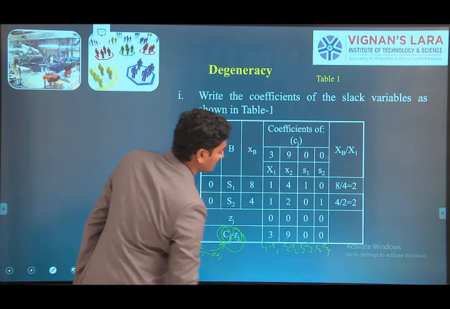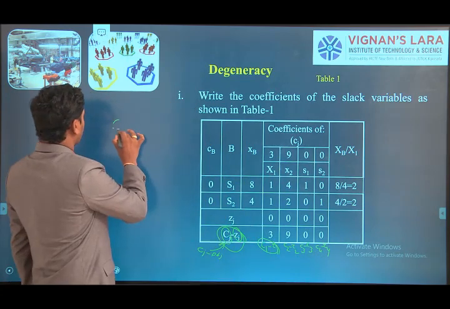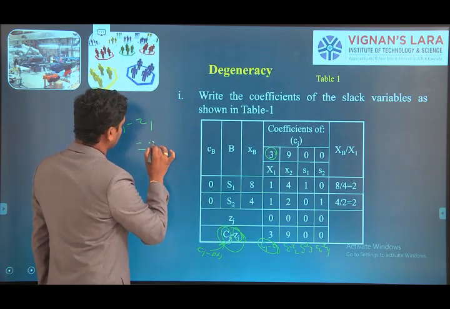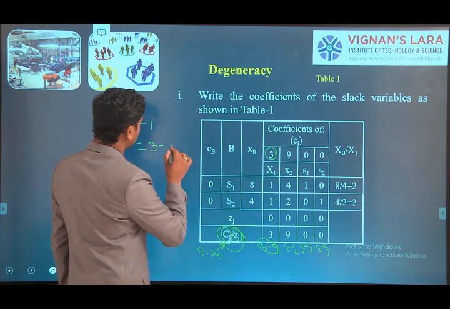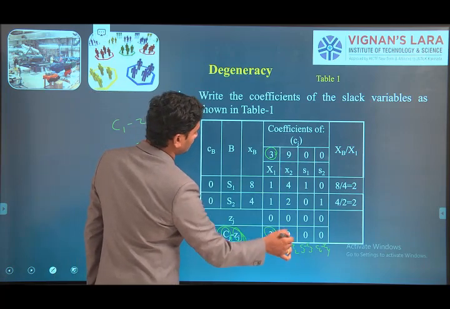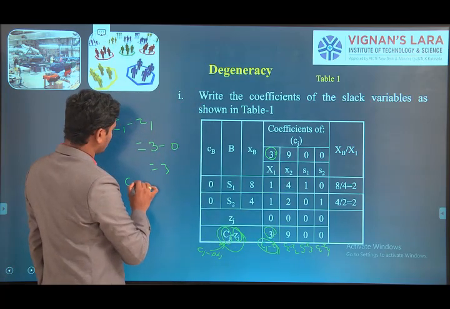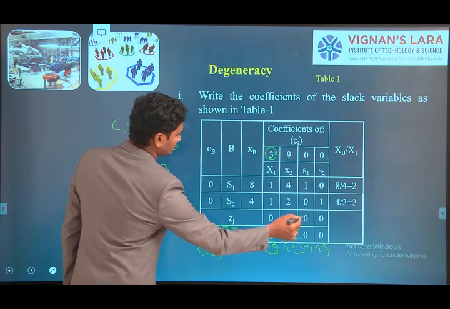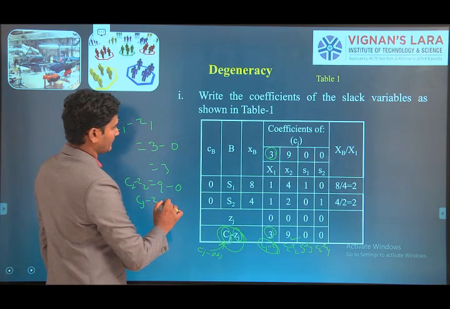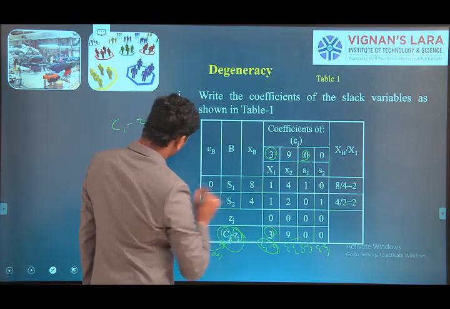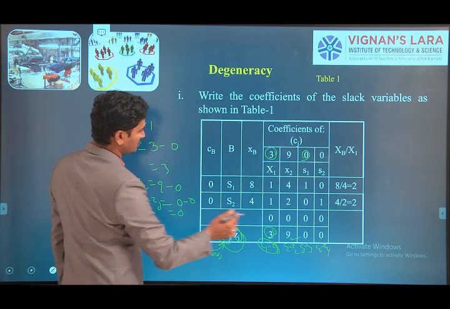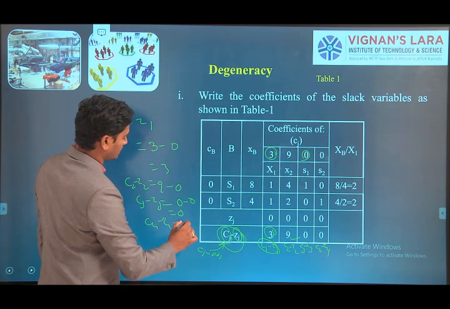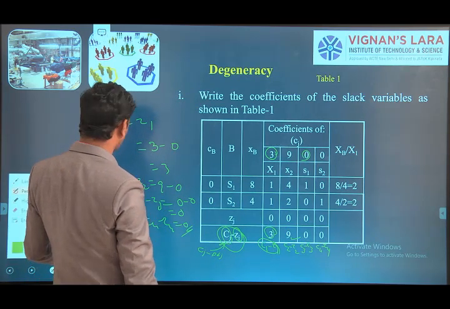If we assume like this, coming to the C1 minus Z1. Here what is the C1 value? C1 is the 3 minus 0. From this we get 3 here like this. C2 minus Z2 also 9 minus 0, 9. C3 minus Z3, 0 minus 0 is equal to 0. Next C4 minus Z4, 0 we get.